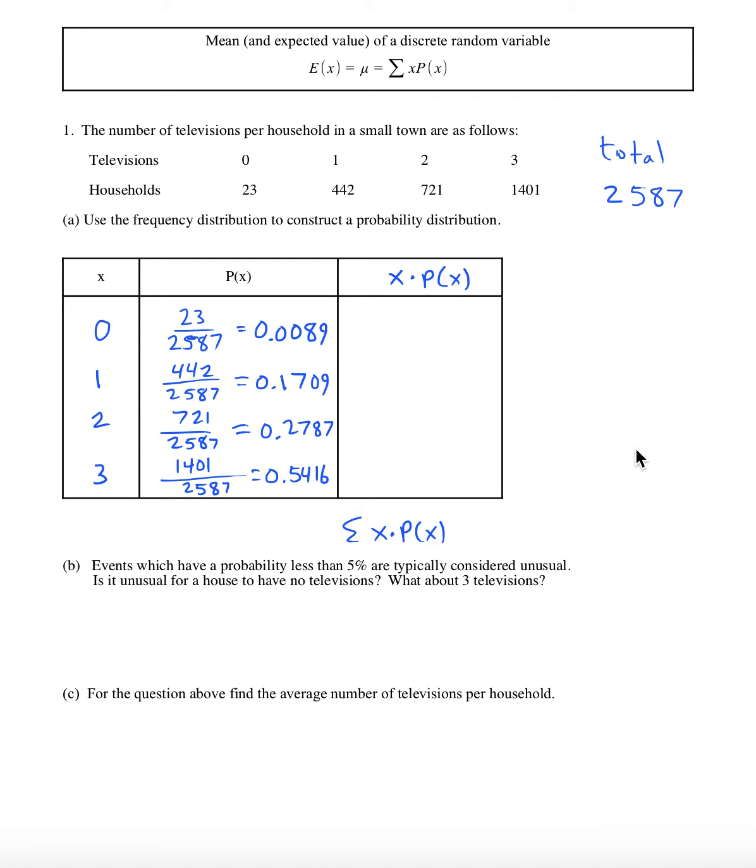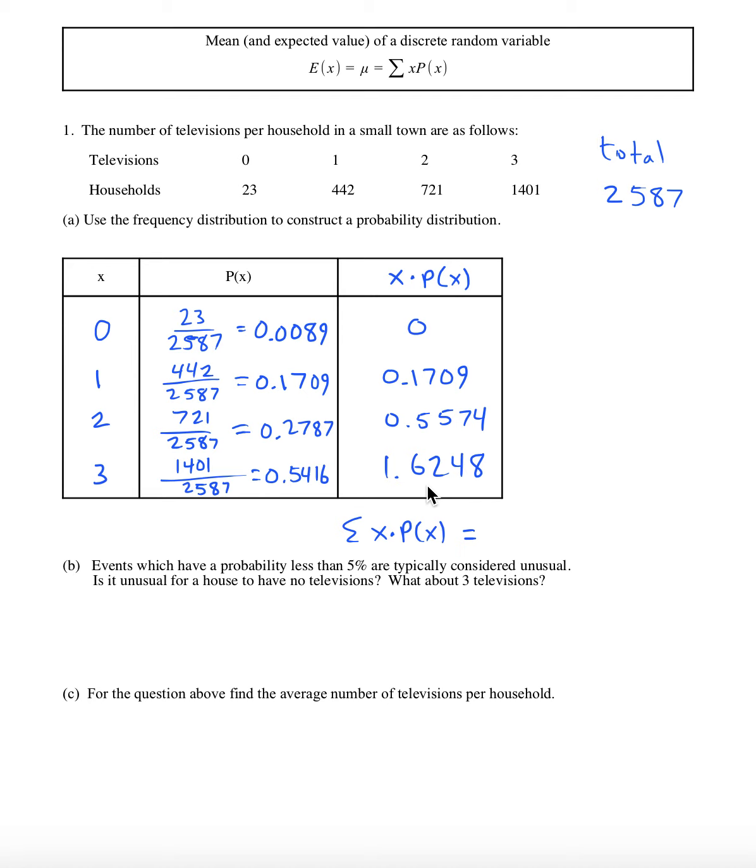Okay, so 0 times 0.0089 makes 0. 1 times that makes 0.1709. 2 times 0.2787 makes 0.5574. And then we get 1.6248. All we want to do now is just sum that column.